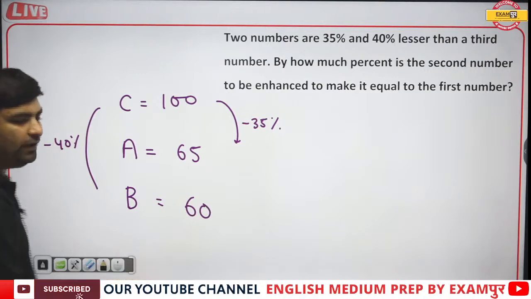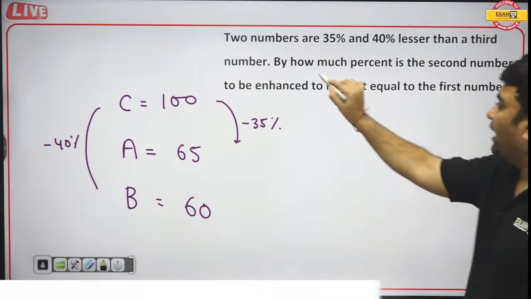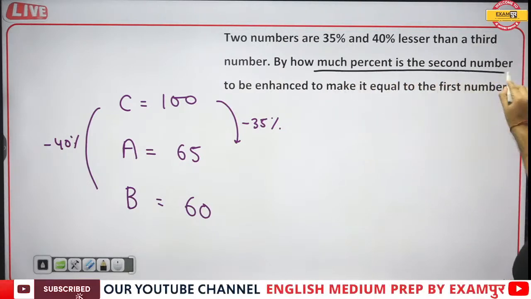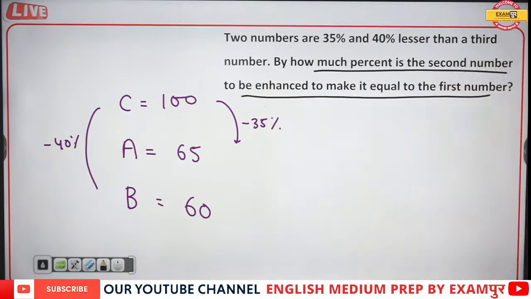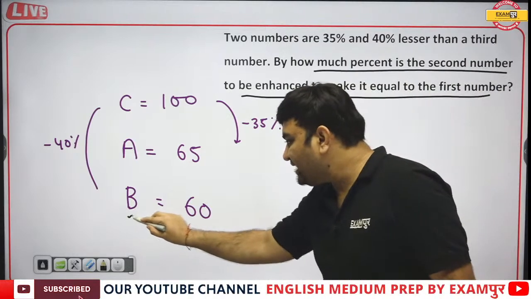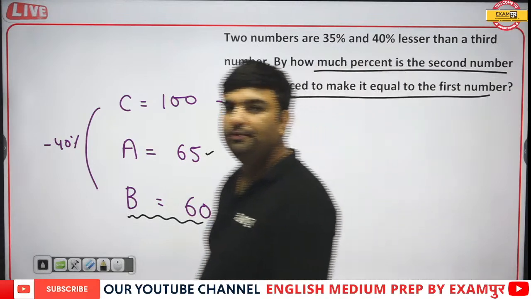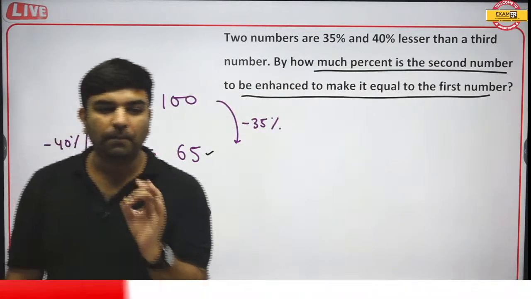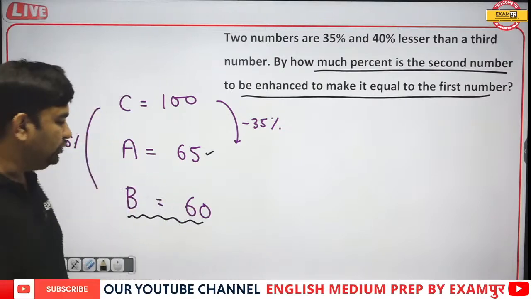Now read the question very carefully. By how much percentage should the second number be enhanced to make it equal to the first number? So which number do you need to change? You need to change B.